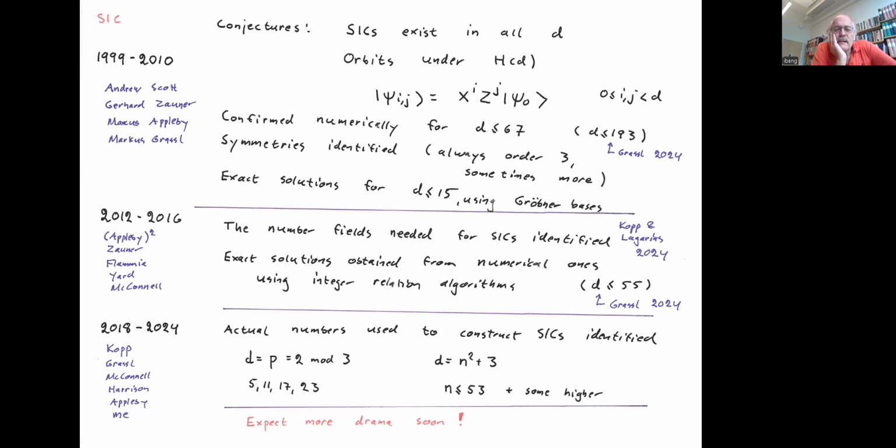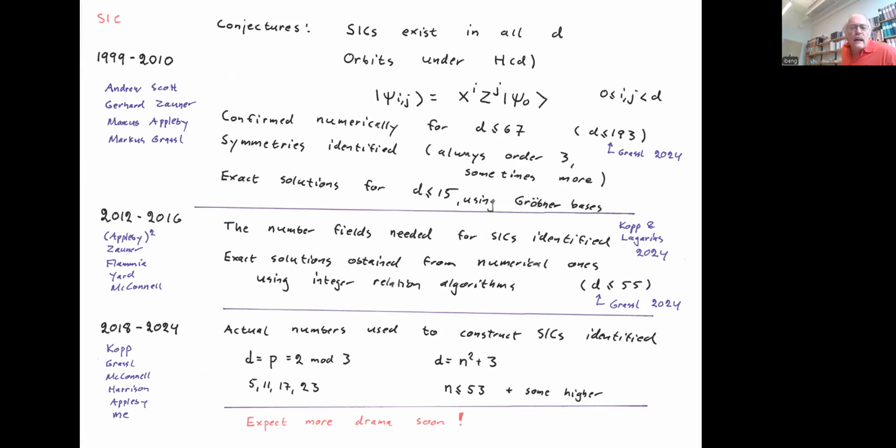Another thing that was realized was that they answered questions like, when are two SICs unitarily equivalent? And when do they have symmetries? So one conjecture due to Zauner was that they always have a symmetry of order three. That's a rather mysterious conjecture still. And in certain specific dimensions, there are SICs with higher symmetries. Also, exact solutions were worked out for a handful of dimensions up to 15 using Gröbner bases and so on by Marcus Grassl. And so that was sort of, say, the first era of the SIC problem.